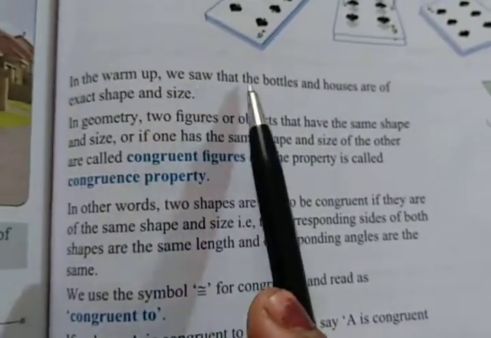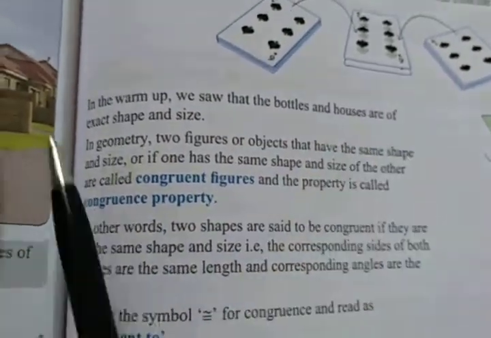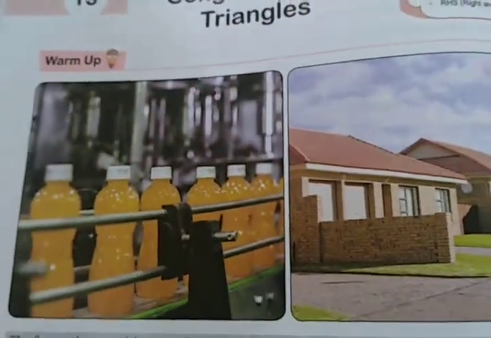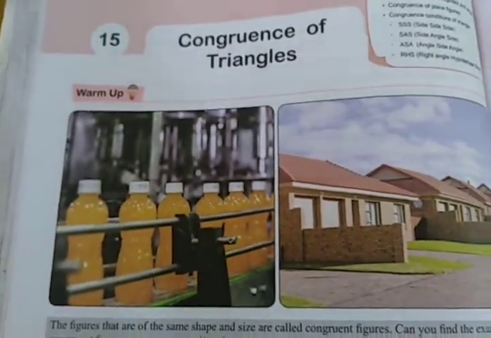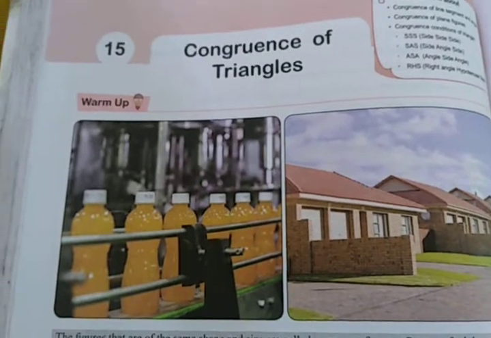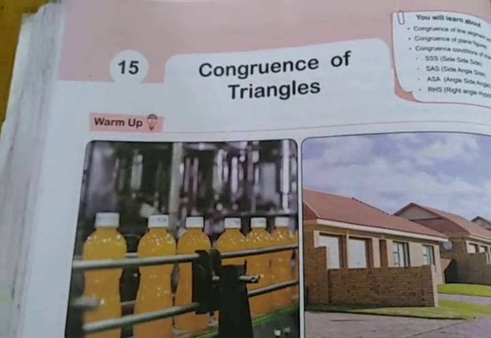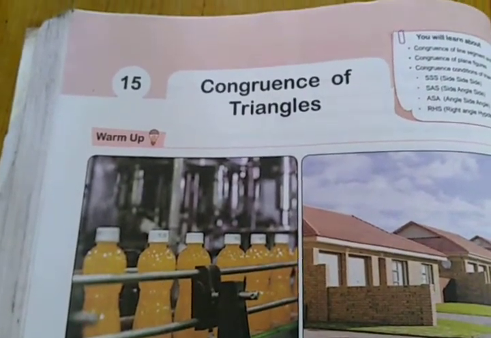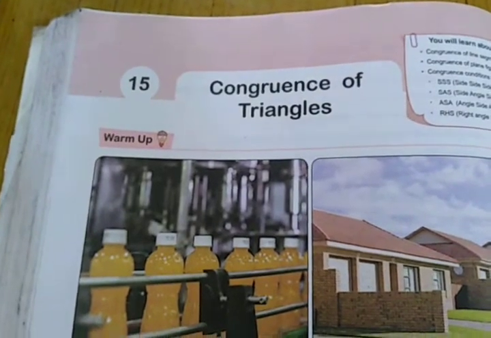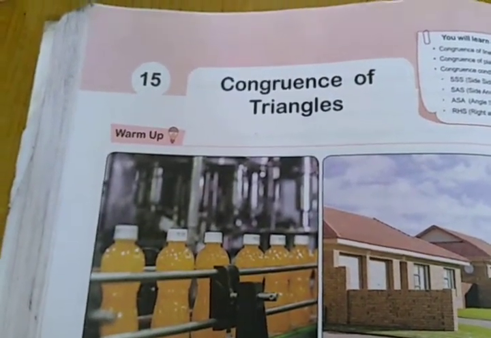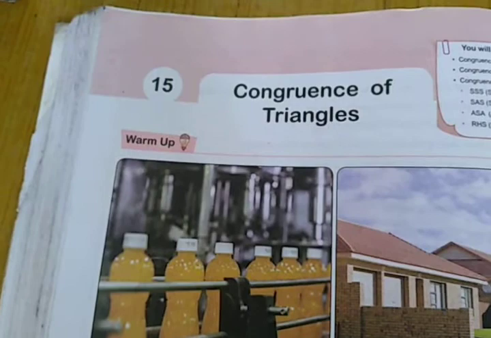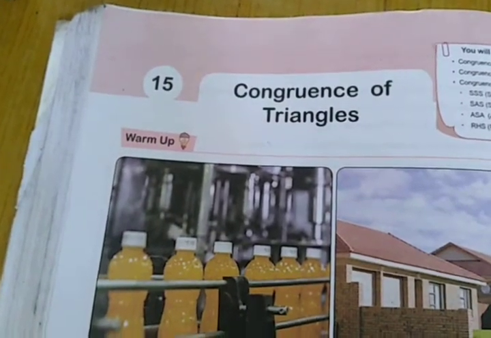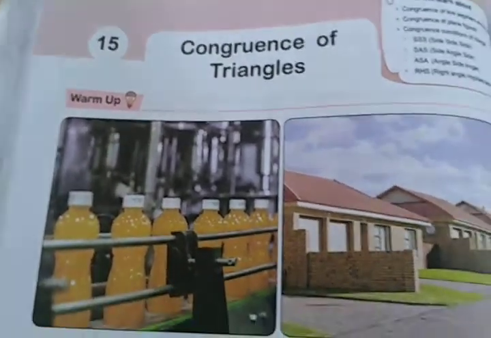In the warm up, we saw that the bottles and houses are of exact shape and size. In geometry, two figures or objects that have the same shape and size, or if one has the same shape and size as the other, are called congruent figures.